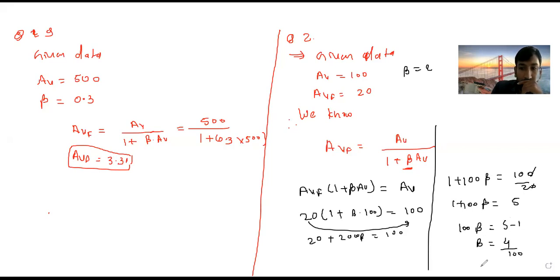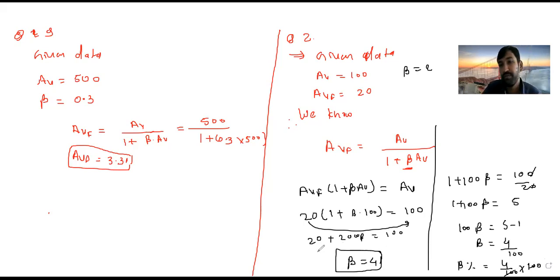Yes, correct. So you have to find out beta in percentage. Percentage means 4 divided by 100 into 100. 100 gets cancelled. Beta is equal to 4. Understood? If anyone has any doubt for this problem, you can ask. No doubt. Okay.